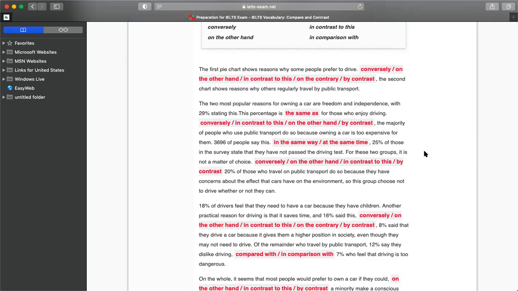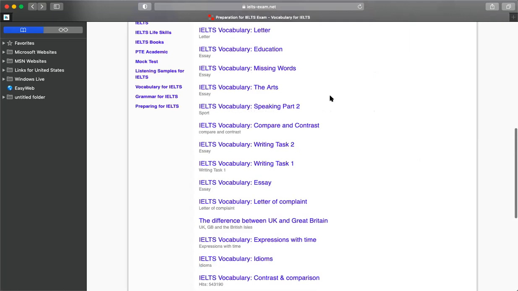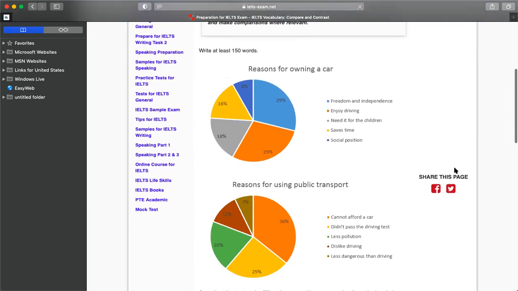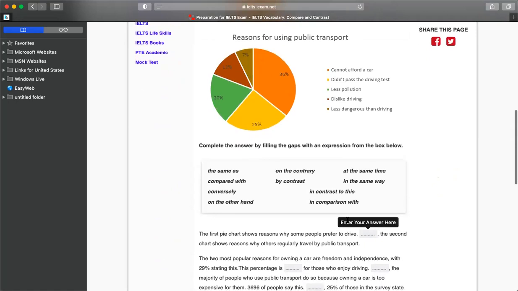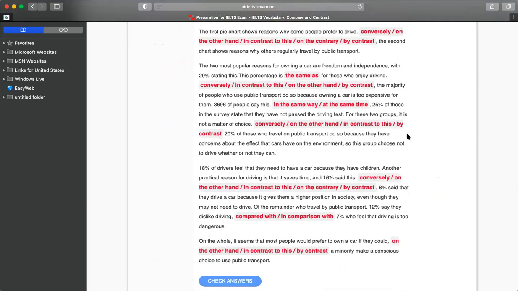You click on the answers that you have and you see the proper word. If you like, you can take advantage of this and challenge yourself a little bit. Look at these 2 pie charts and fill in the blanks as much as you can with one of these words. And after you finish, you can check your answers.